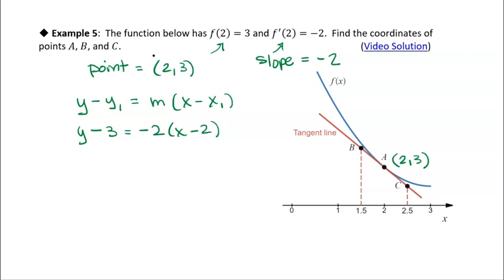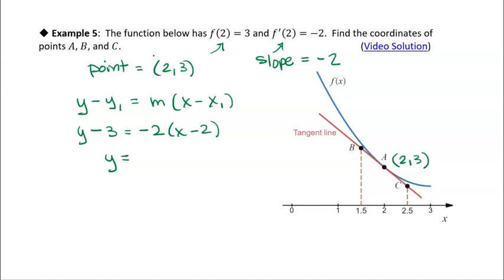Now, that's the equation for a line right there, but usually it's nicer to see it in the slope-intercept form instead of the point-slope formula. This is the point-slope formula. The slope-intercept form of a line is y equals mx plus b. So let's rearrange this and make this a function for y in terms of x.